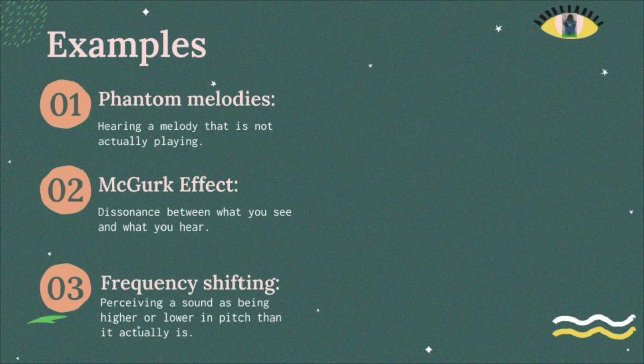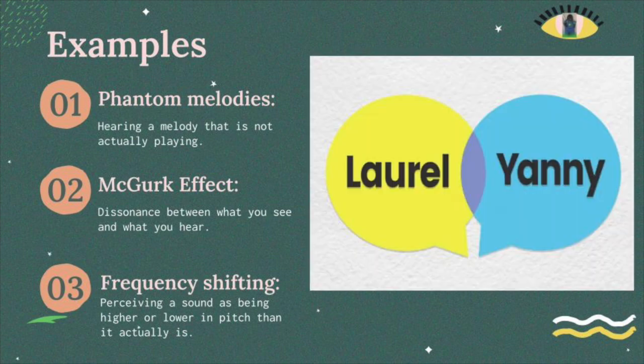Another example is the McGurk effect, in which there is dissonance between the manner of articulation of a person you see speaking on a screen and what you actually hear. A third example is frequency shifting, in which you perceive a sound as being higher or lower in pitch than it actually is. There are a number of specific famous examples of auditory illusions, and one in particular is known as the Laurel and Yanny illusion.